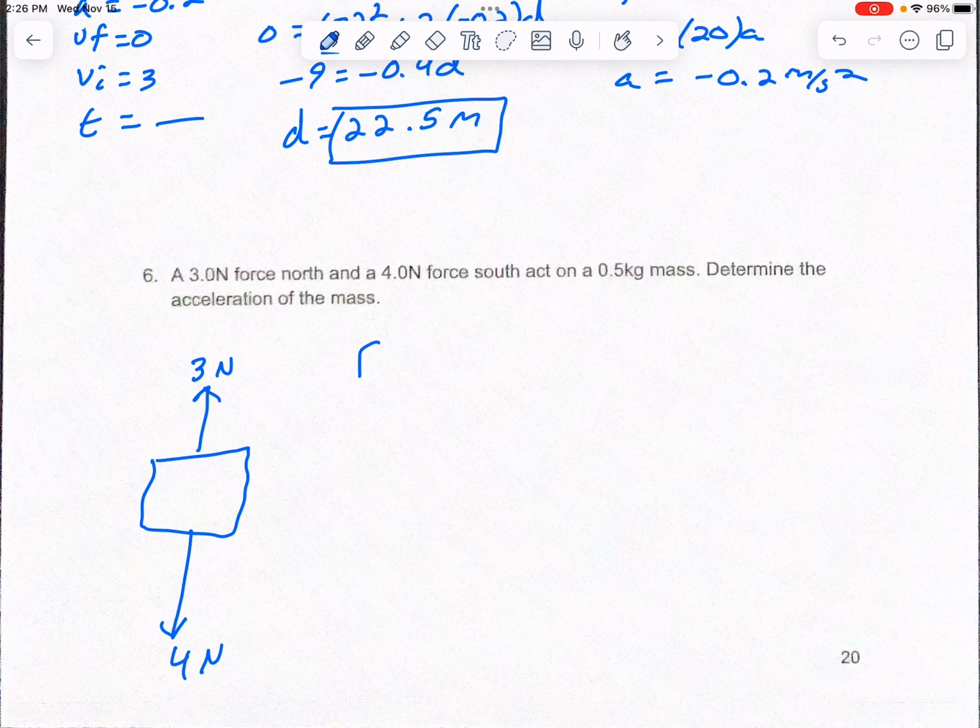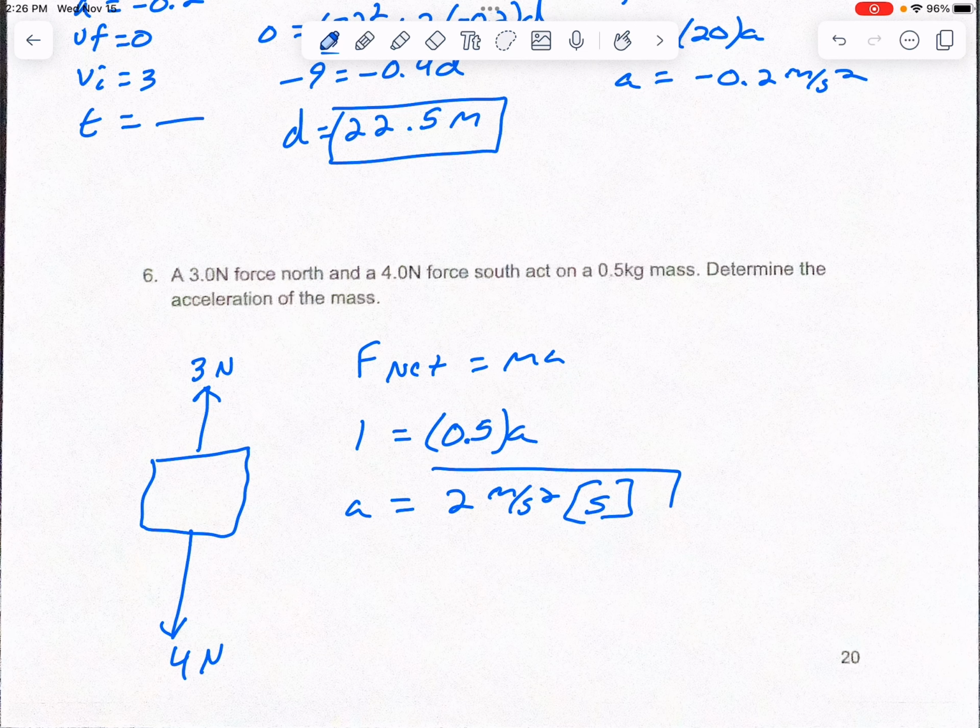Okay, so remember F net equals mass times acceleration. So we've got to figure out what our net force is. I'm going to find the difference between the two, so basically 4 minus 3. That means it's going to be a net force of 1 newton, and it's going south. So 1 newton equals mass times acceleration. My mass is 0.5 times A. So divide both sides by 0.5, and I get an acceleration of 2 meters per second squared, and that is going south. Okay, so that's all you had to do on that one.